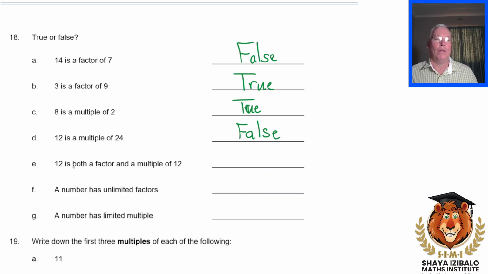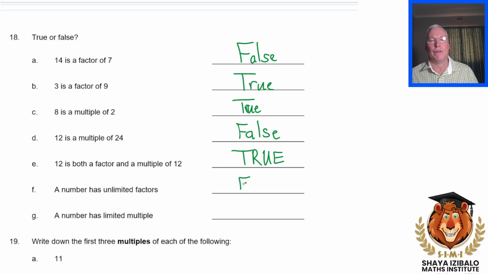12 is both a factor and a multiple of 12. That is absolutely true, because 12 divides into 12, so it's a factor. But the multiples of 12 start with 12. 12 times 1, 12. 12 times 2, 24. So this is true.